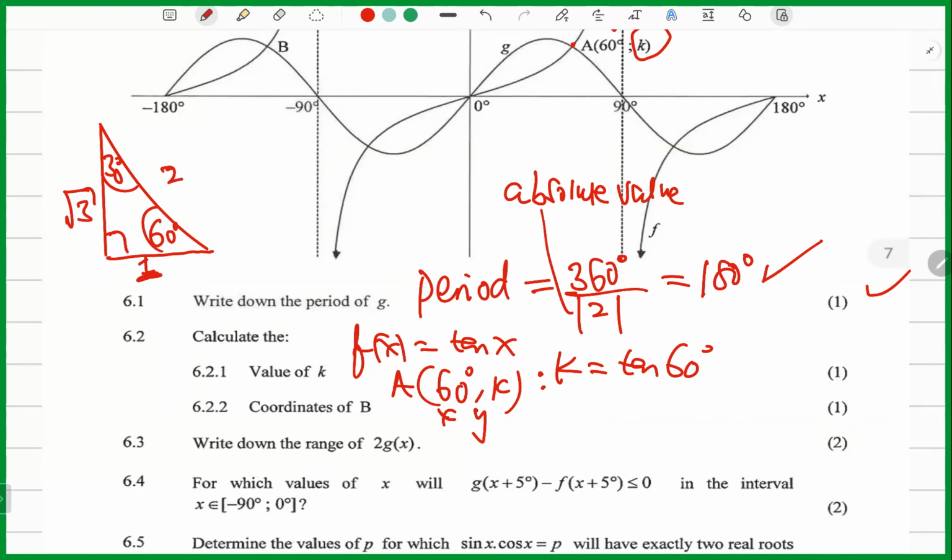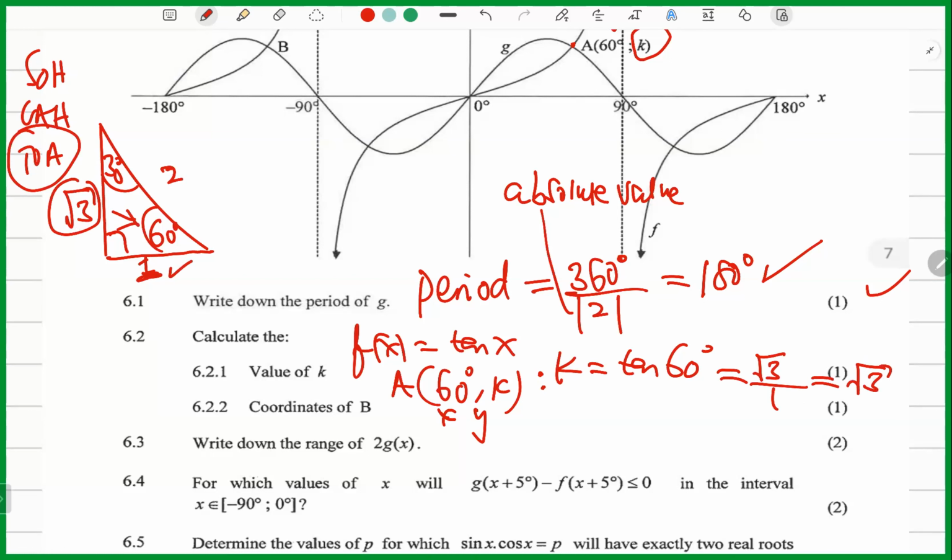All right, so using SOHCAHTOA, now at this point, we have the tangent, which is opposite over adjacent. Right, opposite 60 degrees is the square root of 3, the adjacent is 1. Okay, so that's the K value. And that's what I wanted. What is the value of K? It's exactly the square root of 3.